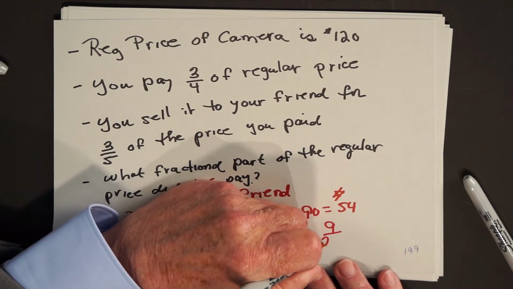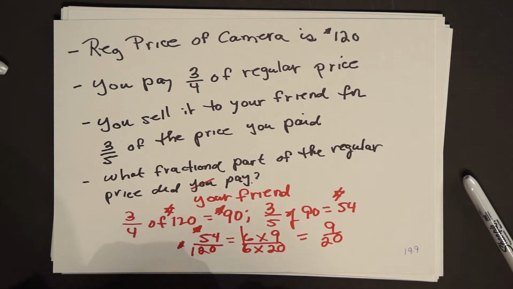And so your friend paid 9/20ths of the regular price. In other words, he paid less than half. For every $20 of the regular price, your friend only paid $9.